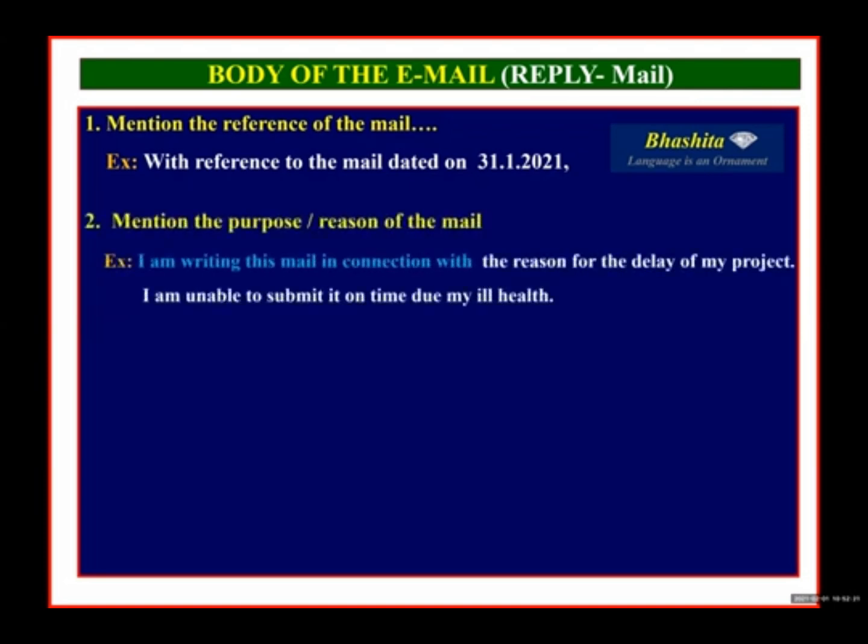What is the second element? Highlighting the purpose of the mail. I am writing this mail in connection with the reason for the delay of my project. For example, the team leader might have sent a mail to you: why did you delay the project? What is the reason for delaying the project? Now you are going to give a reply to the team leader. I am writing this mail in connection with the reason for the delay of the project. I am unable to submit the project on time due to my ill health. So I'm giving a reason why I was unable to submit the project in the given time.